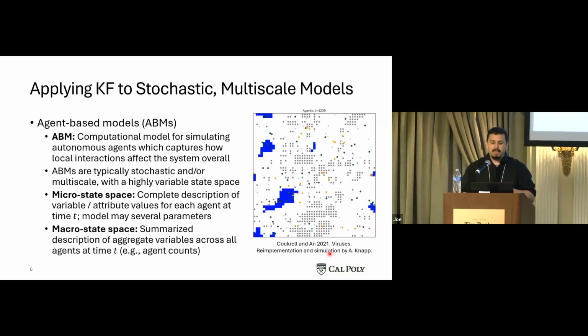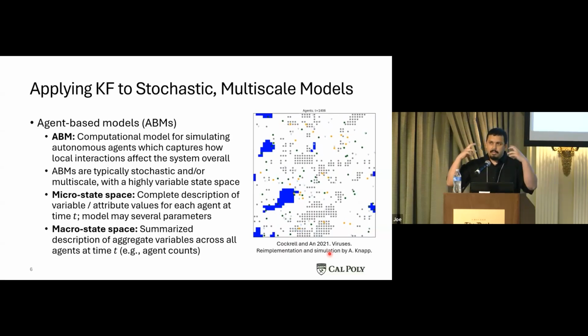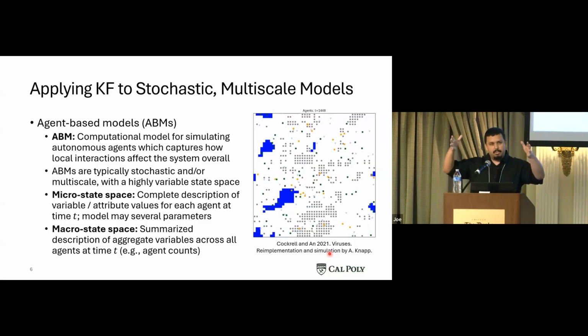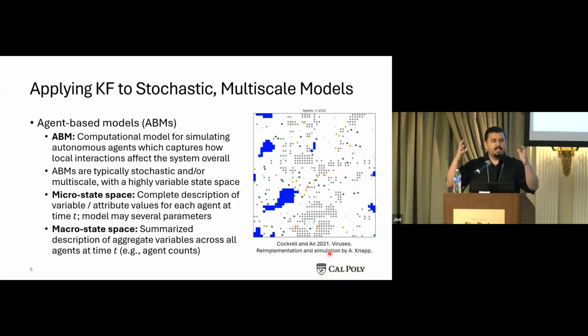Then you have your macrostate space. This is a much higher, coarser description, and it's typically a summarized description of things across your entire model. So maybe agent counts, or concentrations of whatever biomolecules you have within your environment, that sort of thing. We think about the macrostate space not only because it gives us the ability to exist in a fixed-dimensional state space, but also because that's usually where our observations live.